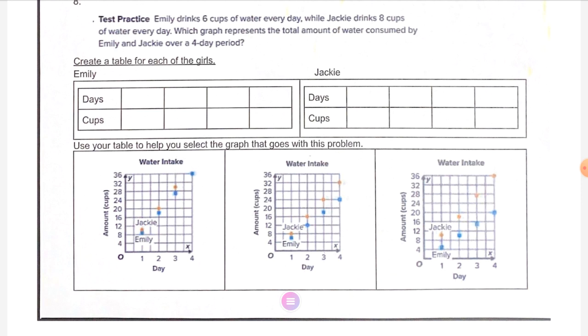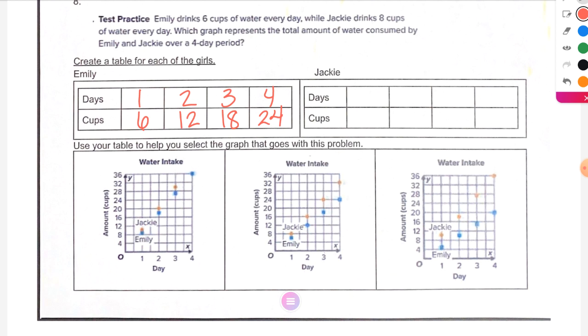Okay, so this one we're making, what are we making? How much water they drink over a 4-day period. Who can give me Emily's numbers for her table? For days, you write 1, 2, 3, 4. Okay. What about cups? The first day is 6. Okay. The second is 12. The third is 18. And the fourth is 44.